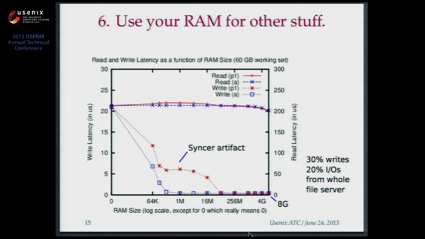And I mentioned another result. It turned out that if you have a nice big flash cache, for at least some workloads, using RAM for caching as well isn't worthwhile. So in this graph, we have both read and write latencies. The write latency is on the left and the bottom, and the read latency is on the right and the top lines.